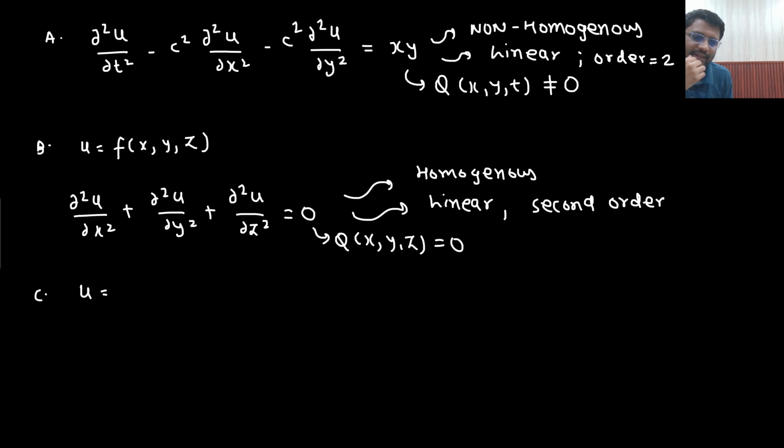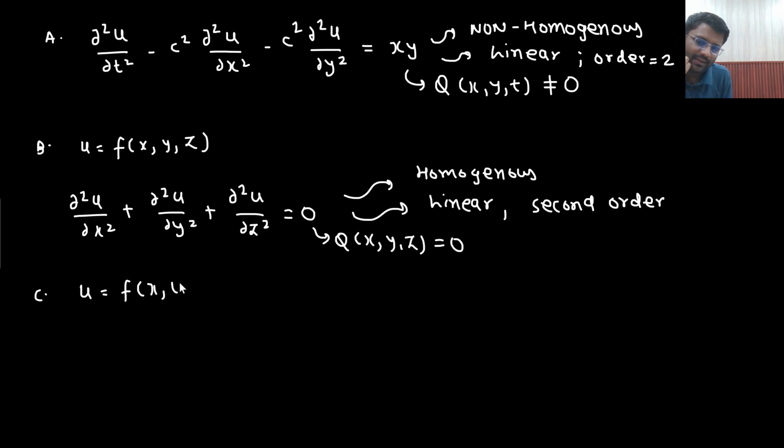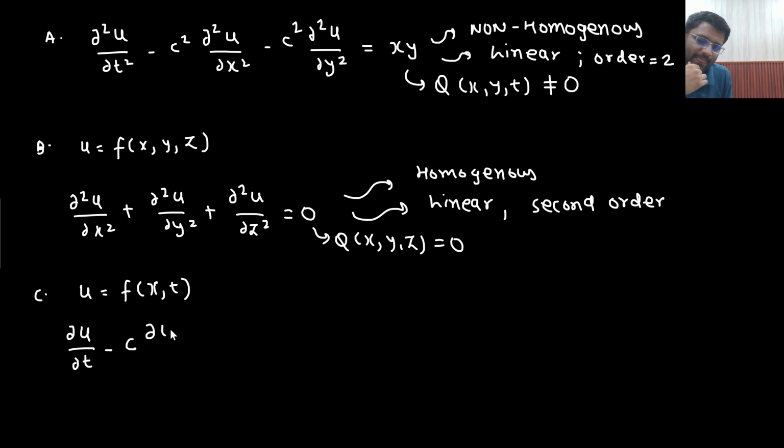Sir, u is a function of x and t. Del u by del t, del u by del x. That means u is a function of x and t. So what do I need to do? Everything aside: del u by del t minus c del u by del x equals to 0. Is there any problem with the homogeneity? No, sir. Function of x, comma t is equal to 0 only. What does that mean? It is homogeneous.